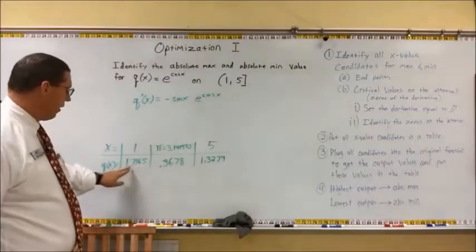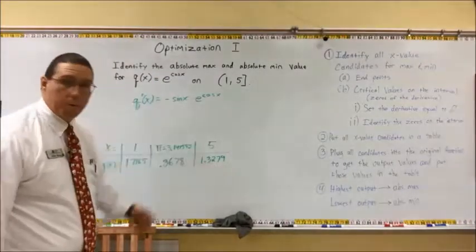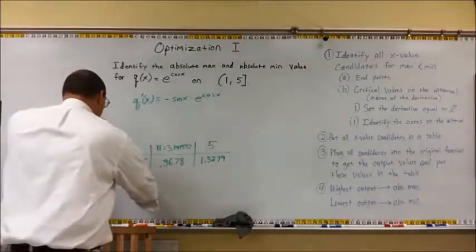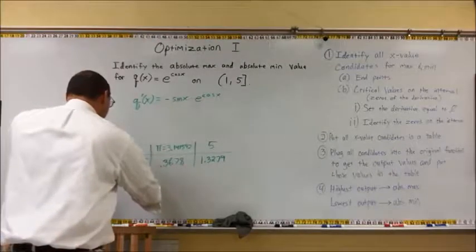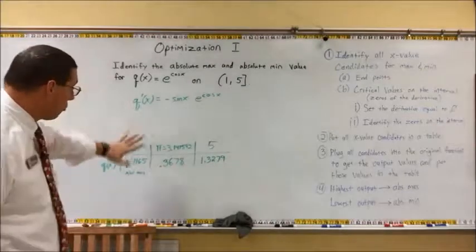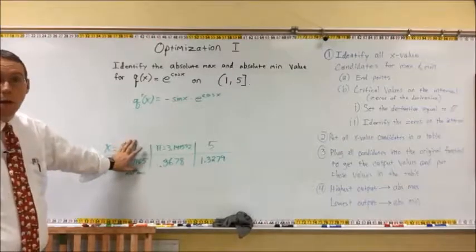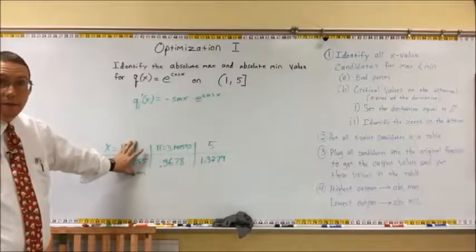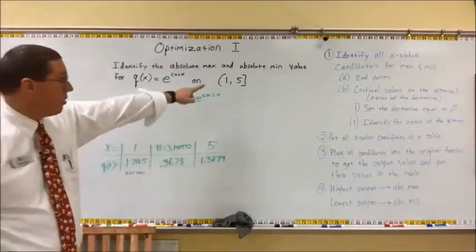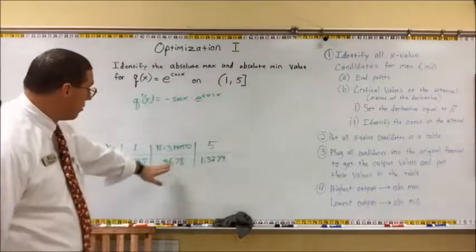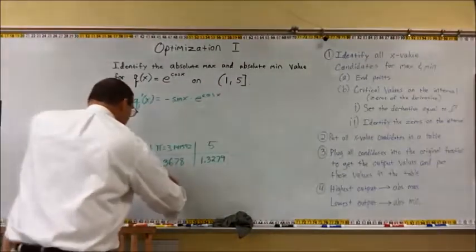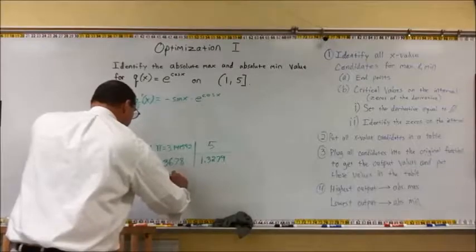Well, here's the largest value. 1.71 is larger than 1.32. So here's our absolute maximum. Now, what you may be thinking, I know what you're thinking, because we're now going to say no. We're now going to say that this is not the absolute maximum because 1 is not included. Now, this is our absolute minimum. Our lowest value is 0.3678. So here's our absolute minimum.